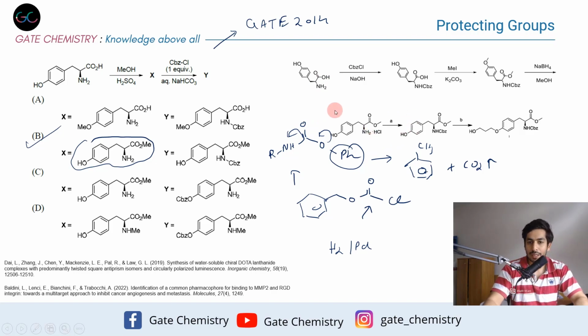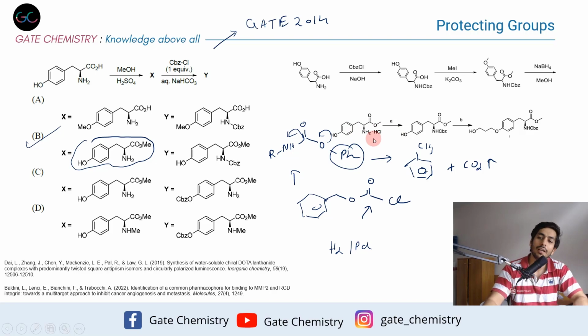Let's look at the second example, again from a research paper that I have pulled out. In this particular case, I wanted to help you understand why this protection is important, why this group needs to be protected. In this case, they wanted to react the OH group over here, but as long as the NH2 group is there, there will always be a problem of competition, a competing reaction.